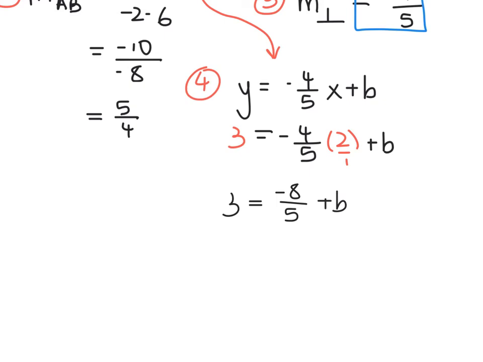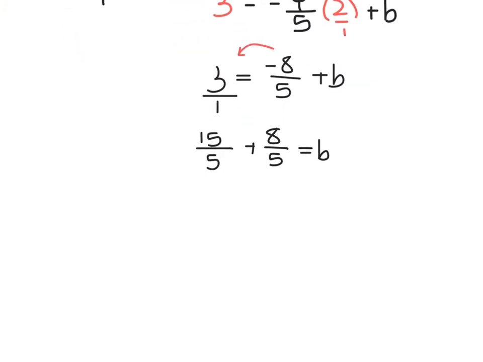And now we can bring our fraction to the other side. And I know I'm going to need a common denominator, so I'm going to have to multiply 3 by 5 to get 15 over 5. And then when I bring negative 8 over 5, it's going to become addition. And now I can add my numerators. So 15 plus 8 is 23 over 5. And that's my y-intercept. And now we can put it all together.